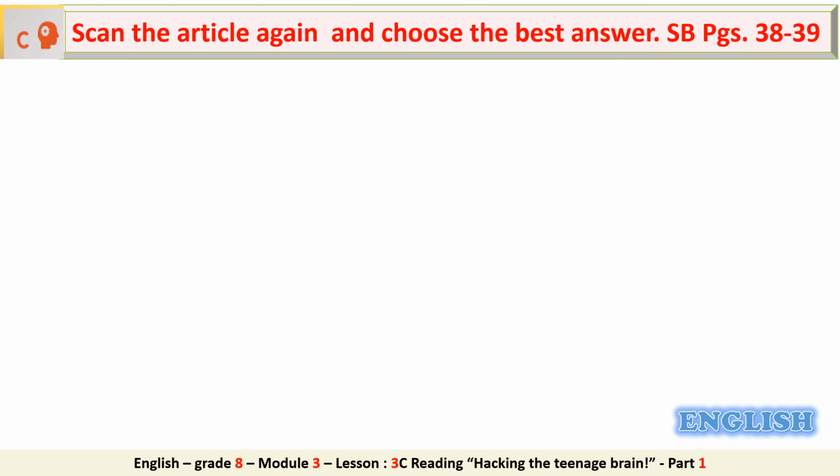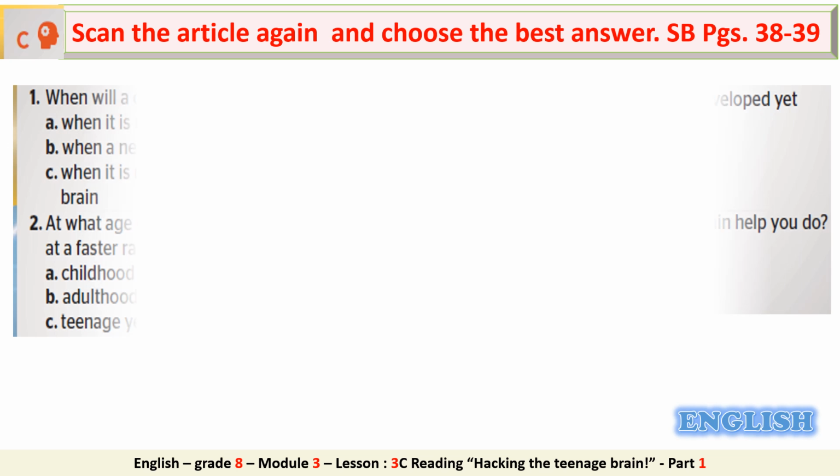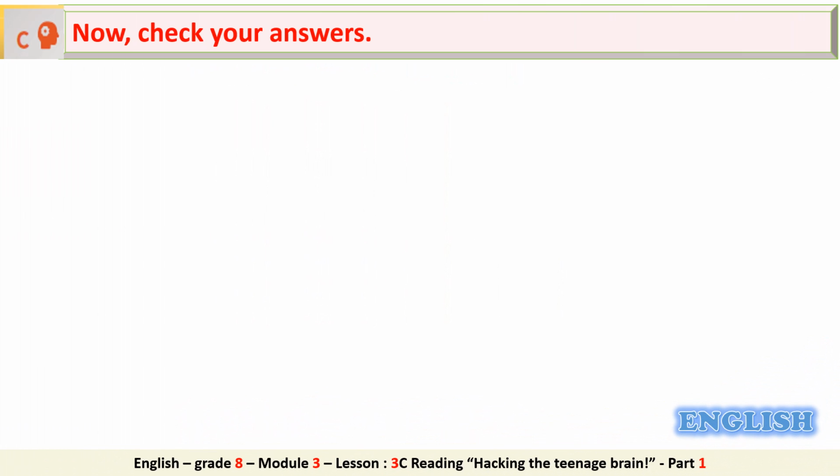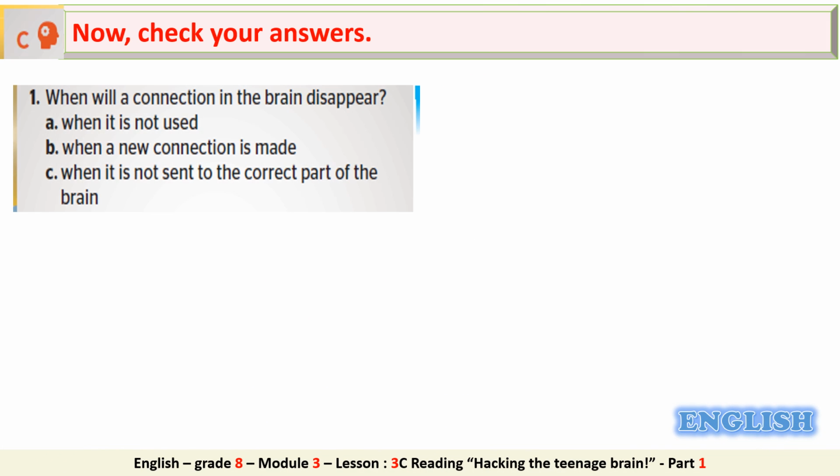Now, move to exercise C on page 39, student book. Scan the article again, read the following questions and their options carefully, then choose the best answer. Once you are done, you can check your answers with your teacher. Now check your answers. 1. When will a connection in the brain disappear? A. When it is not used. B. When a new connection is made. C. When it is not sent to the correct part of the brain. Excellent. When it is not used.